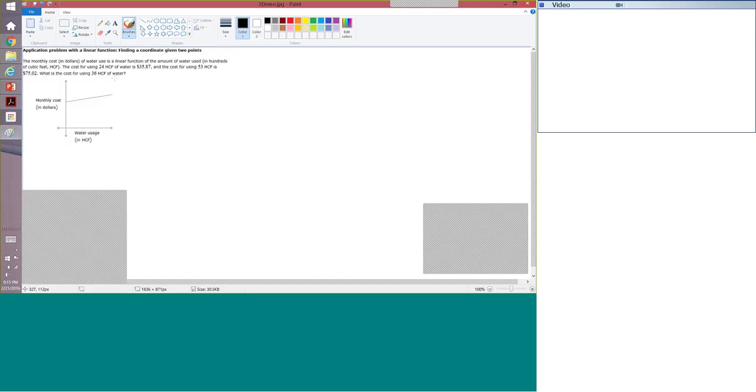So in this case, we would need to be able to make a function that shows the relationship between the starting point and the ending point here. So basically, we've been given 2 coordinate points here where we have x is 24, our y is 3587, because we're counting the hundreds of cubic feet of water.